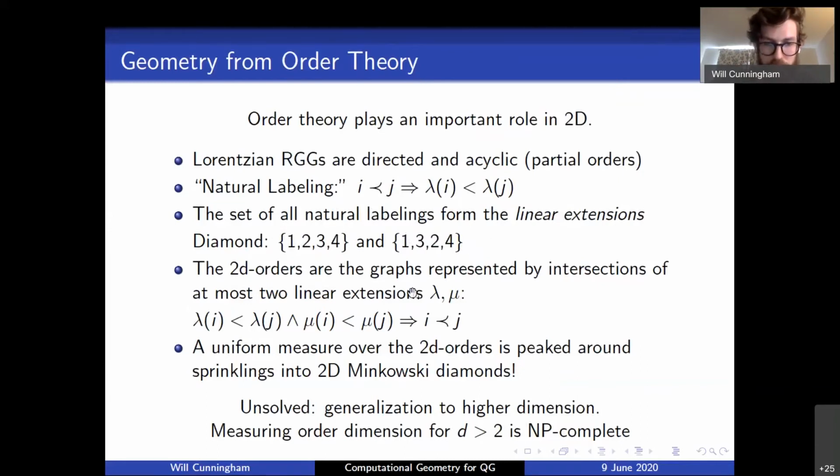But before I show that, I want to mention that it's unsolved what this relationship is in higher dimensions. And even measuring the order dimension, meaning the number of linear extensions that you need to construct a particular graph or partial order, for d greater than 2, it's NP complete. So it's a very hard problem. But this is perhaps one of the most interesting areas of research, in my opinion, because it really connects something fundamental and mathematical to something which is a geometric manifold.